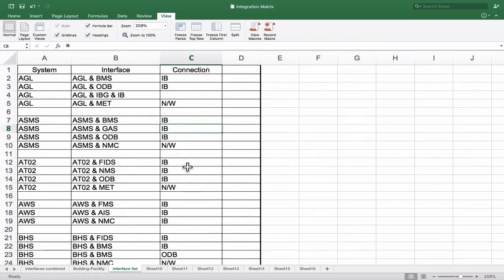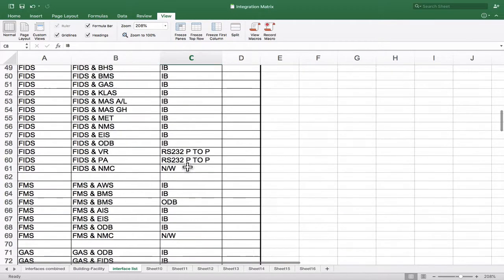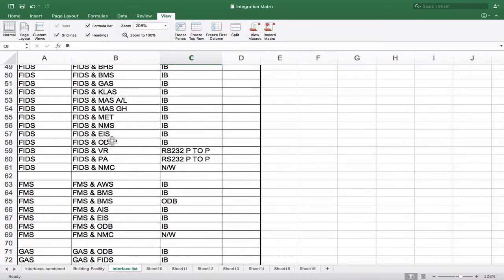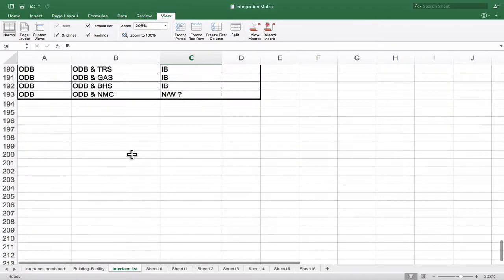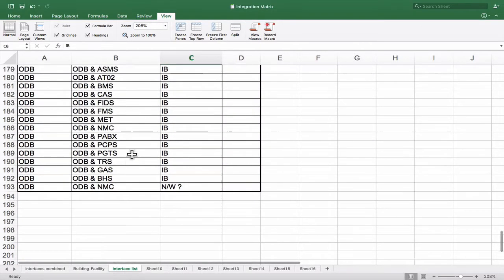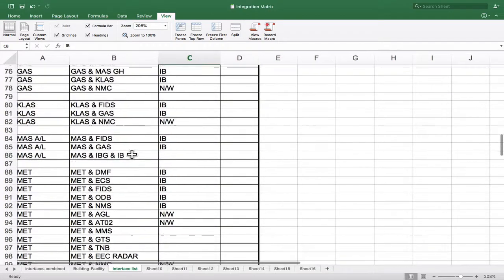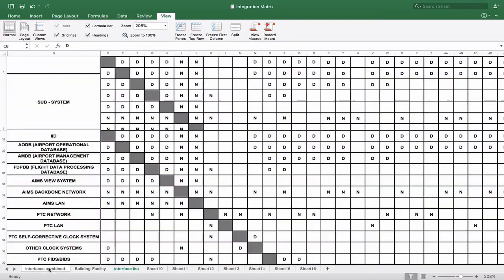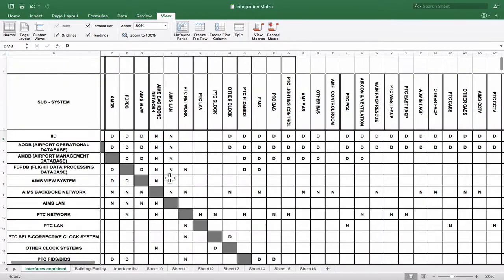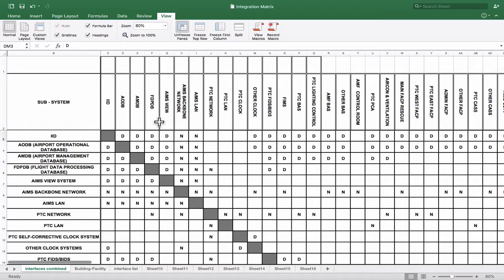Okay, so for all of these systems, you can see the corresponding system that they were going to be connected to. And in this case, in KLIA, there were 193 unique interfaces. So to take this chart a step further on the integration matrix, we just do a simple XY. So you've got your AODB, Airport Management Database, your FIDS to FIDS. So where they intersect themselves, we put a blank.